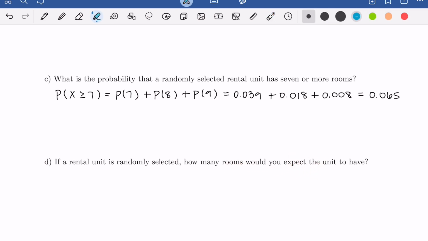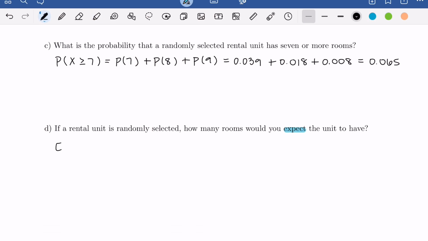And then lastly, for this problem, if a rental unit is randomly selected, how many rooms would you expect the unit to have? And we have this keyword expect here. Now, if you looked through the book in this section, we know that because the mean of a random variable represents what we would expect to happen in the long run, it's also called our expected value, which we denote as E of x. So our expected value of our discrete random variable x is given by the mean of this discrete random variable. And we know that this is going to be the sum of the product of our value of that random variable times the corresponding probability.